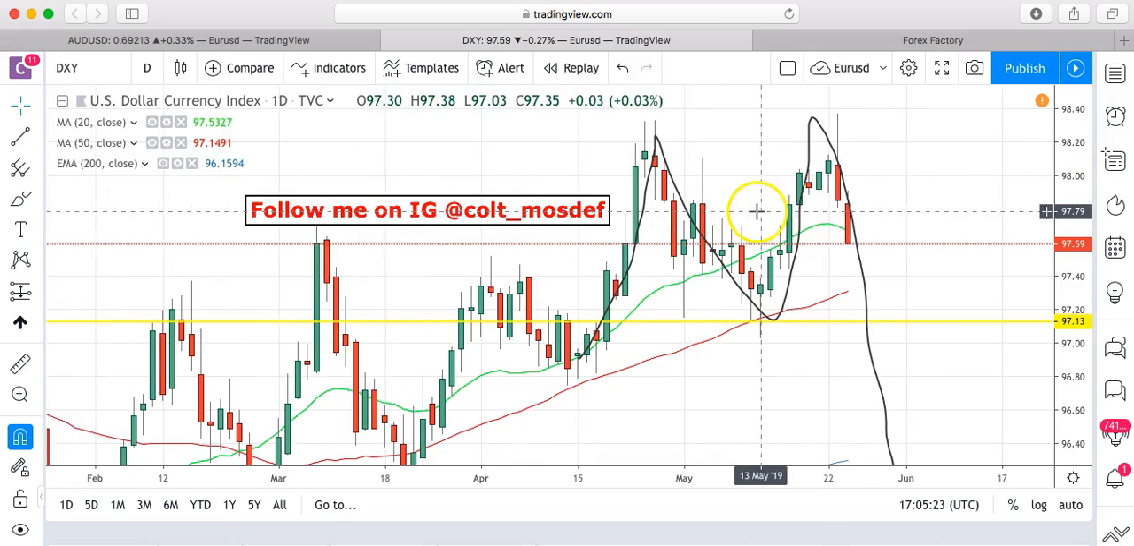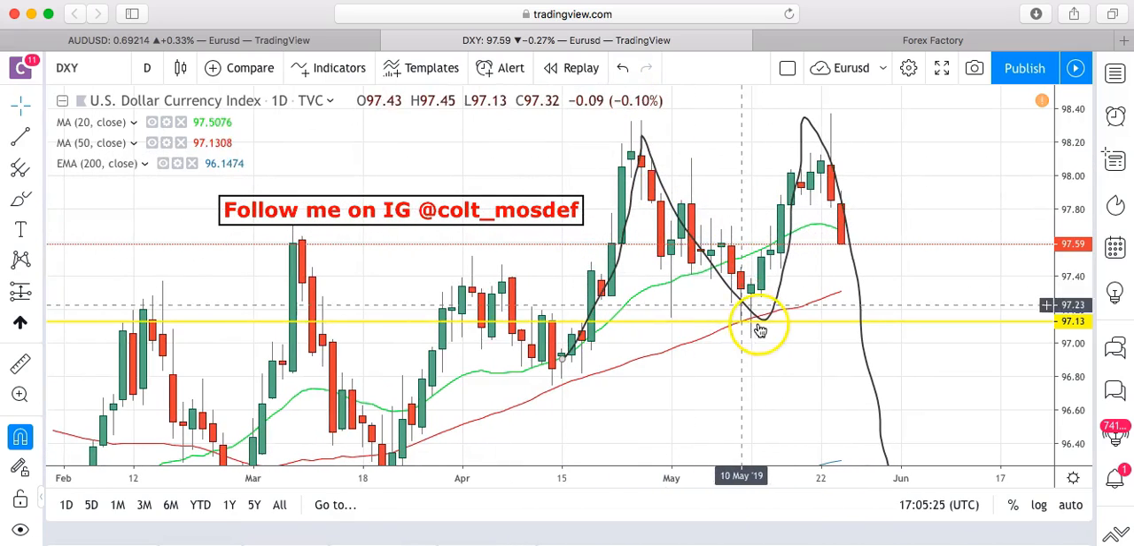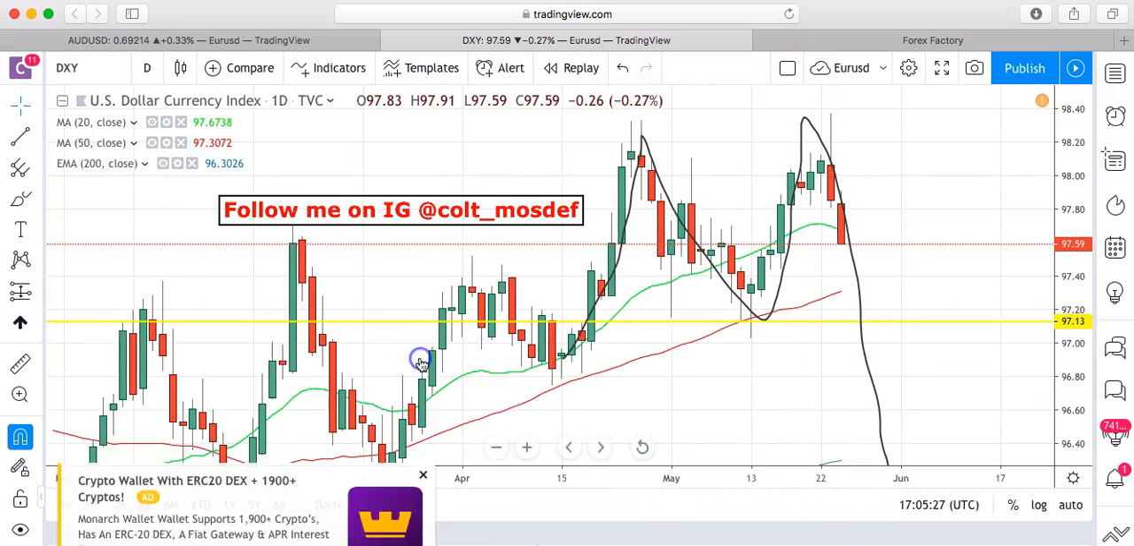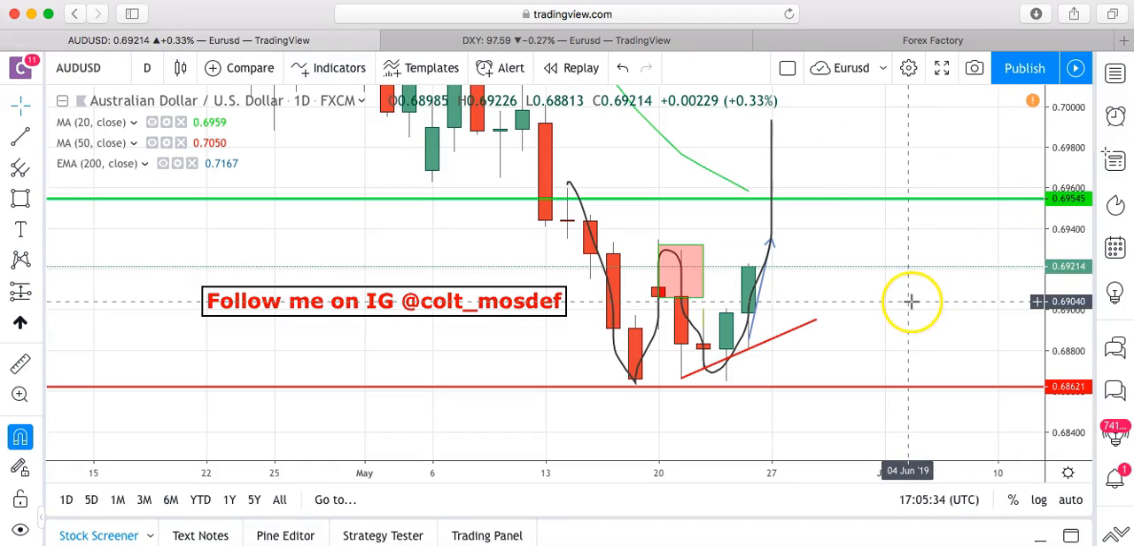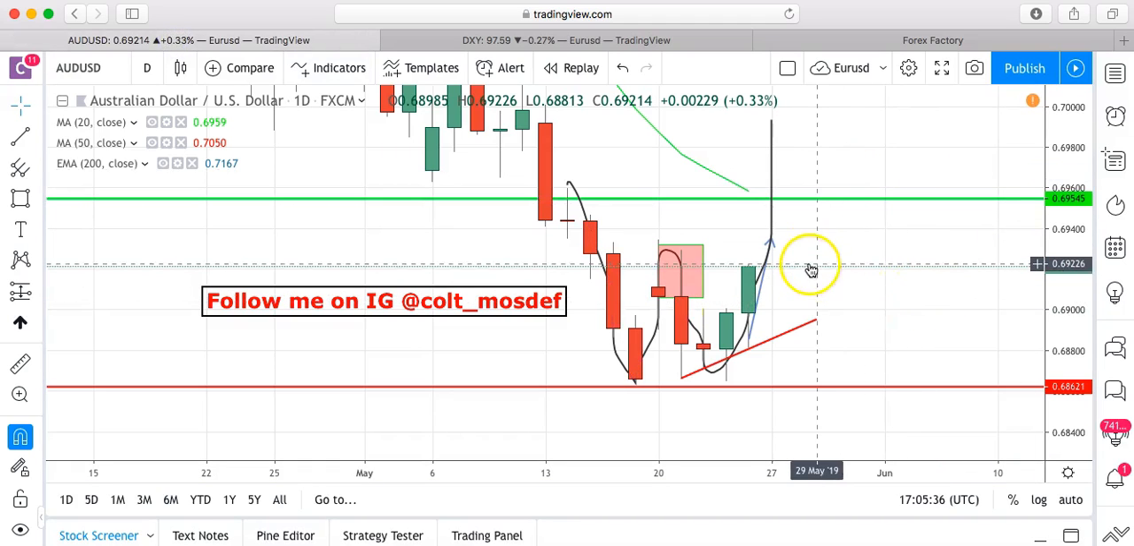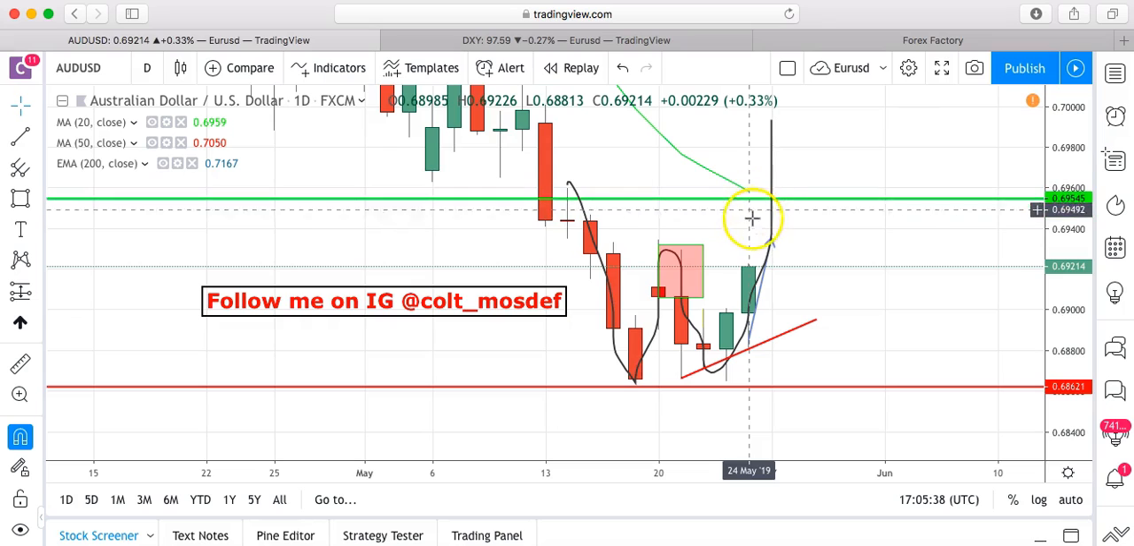And you guys also can see right here, we have an M formation. Boom, boom, boom. So now we're waiting for price to drop down to these levels right here. And if it does, that means that the Australian dollar, AUD USD, is going to continue to rise, and I expect it to rise up to these levels right here.